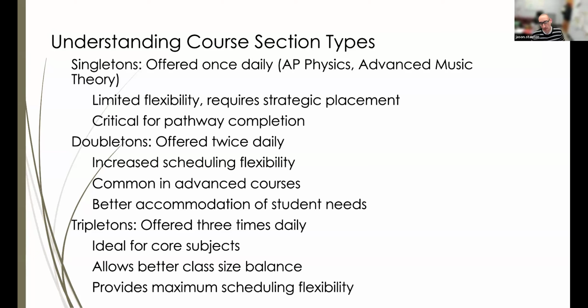And then tripletons, they're offered 3 times daily, so you have 3 of a course. This is usually core subjects, and this allows for some class balancing and also provides more flexibility. Anything above 3, you're usually all right with, but again, I'm going to go back to what I said in the beginning. You have to always watch that seat count. So even though you have 9 periods in a day and you maybe have 9 sections of English to spread out, you don't necessarily want to move all your English classes across 9 periods. You have to check those seat counts.